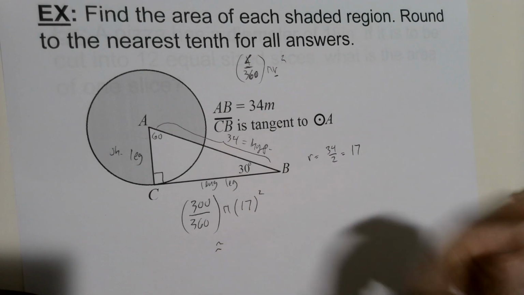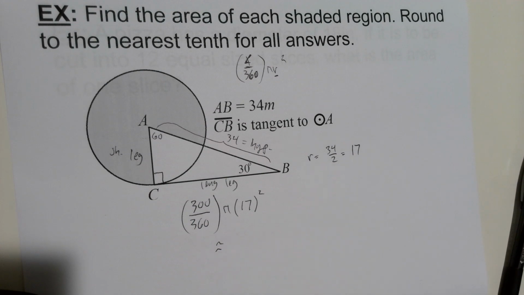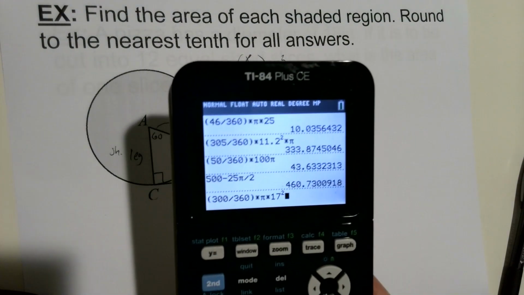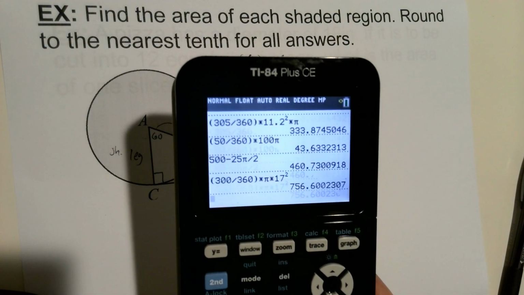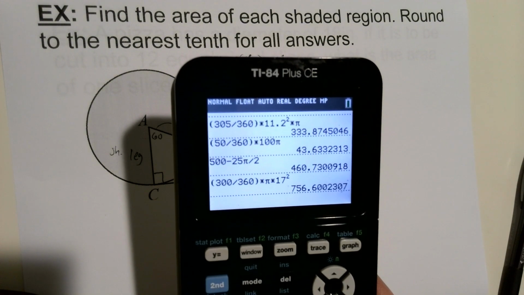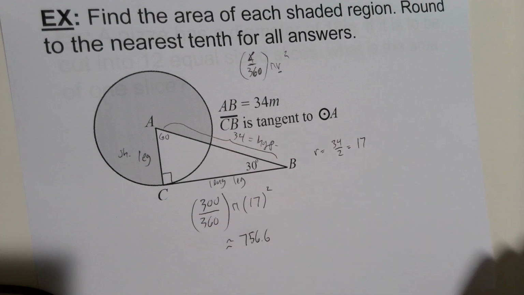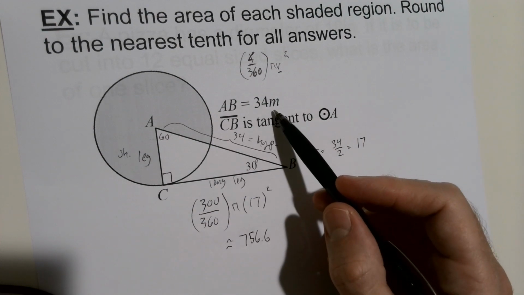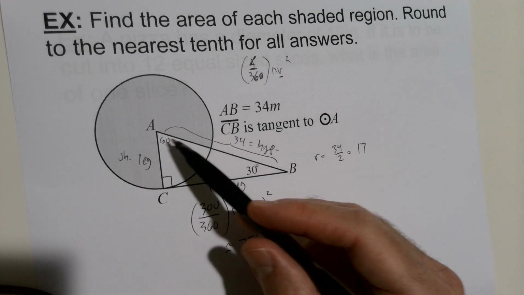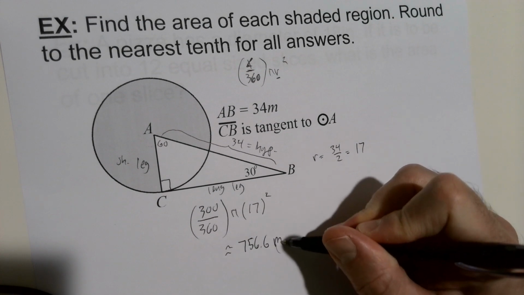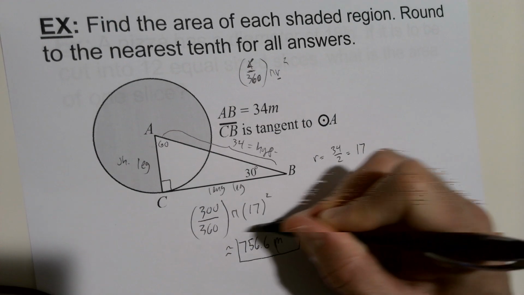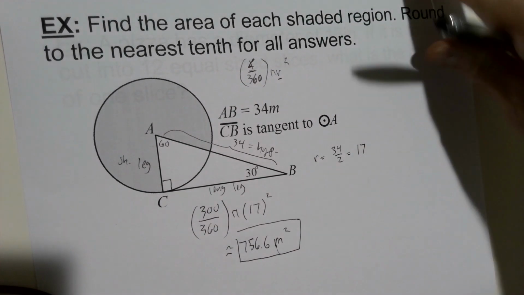If we type all that into the calculator at once, 300 divided by 360. Okay, so it should look like that when you plug it in, which is about 756.6. And since they put the little m for meters, that's the length of AB, I should say meters squared. Alright, so last one here.